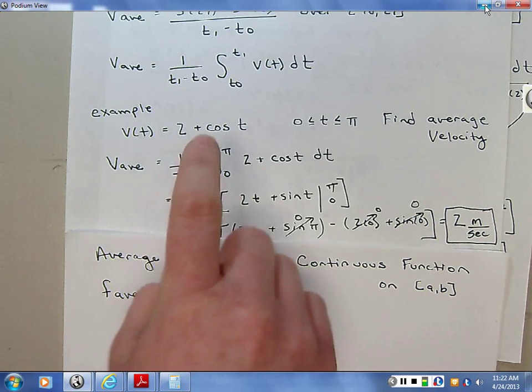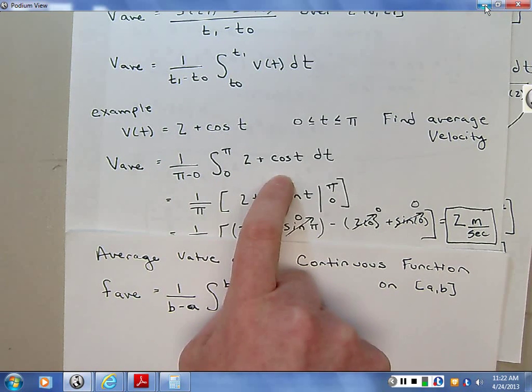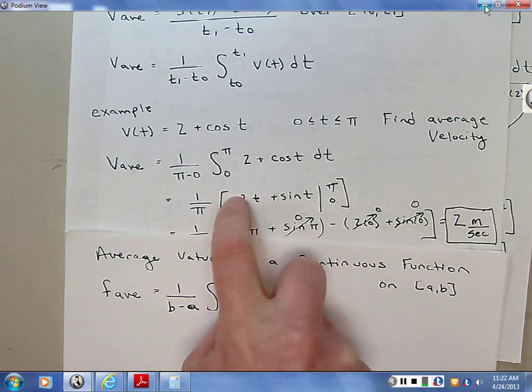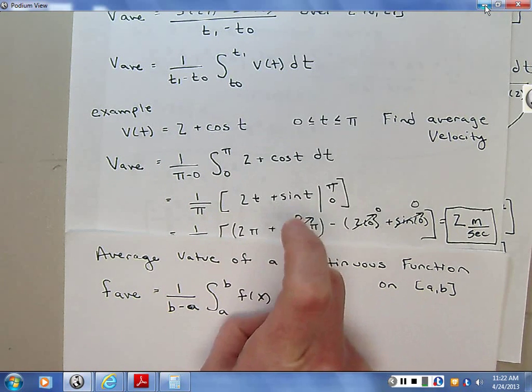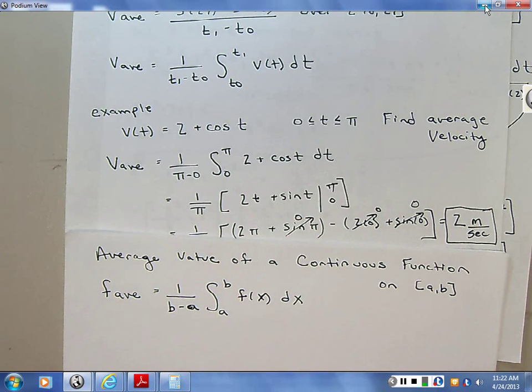So if you integrate velocity, you get position. And then your change in position would be your upper bound minus your lower bound. So it's the same thing as what I'm trying to equate. I might not give you a position function. I might give you a velocity function, ask for the average velocity.